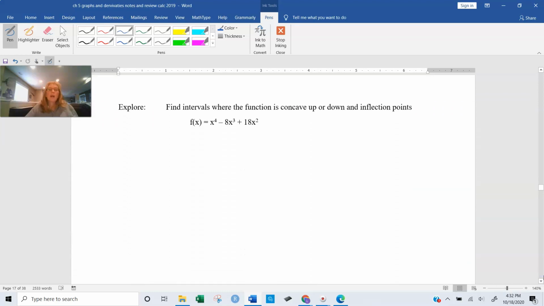All right, your turn. Find the intervals where the function is concave up and concave down, and the inflection points. Pause and give it a shot.